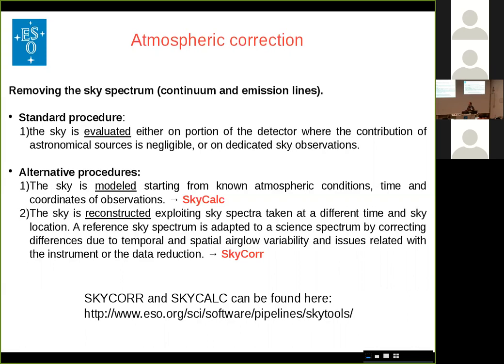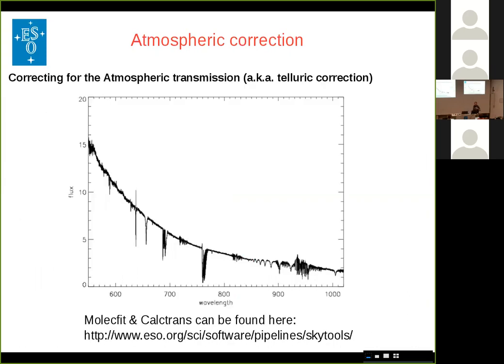Now, I won't say any other words about the additive contribution of the sky, and I will concentrate on the second part of the problem, which is the atmospheric transmission, which is the absorptions that the atmosphere does on your spectra. Just to give you an idea, this is your spectrum. These are features of the object, but you have a lot of extra absorptions here that are due to the atmosphere. Molecules in the atmosphere block the light from the source, and you have to correct for this effect.